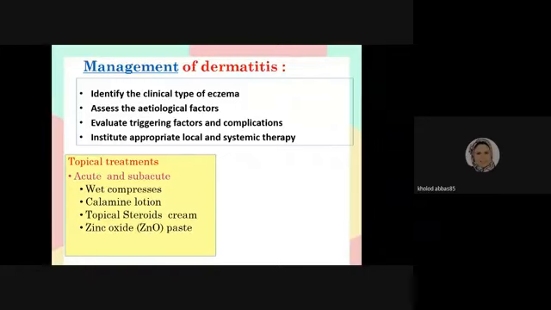Number two, we can use wet compresses, like potassium permanganate soaks or normal saline soaks to wipe for drying the areas, for drying the oozing process. We use calamine lotion because we said in the acute process we have severe itching. We can use it as a soothing and calming material. We can also use zinc oxide paste in an acute stage or subacute stage.